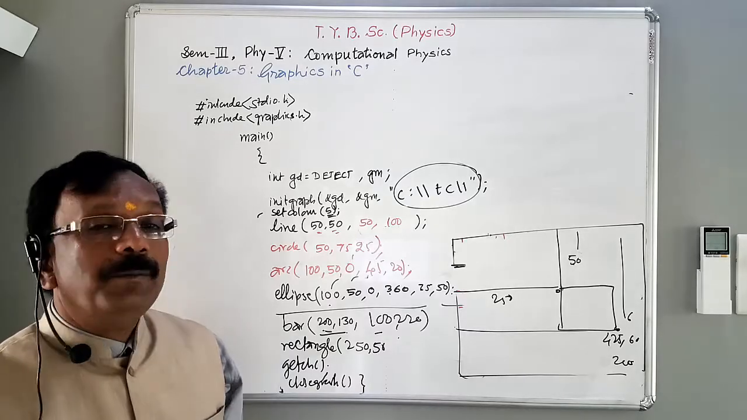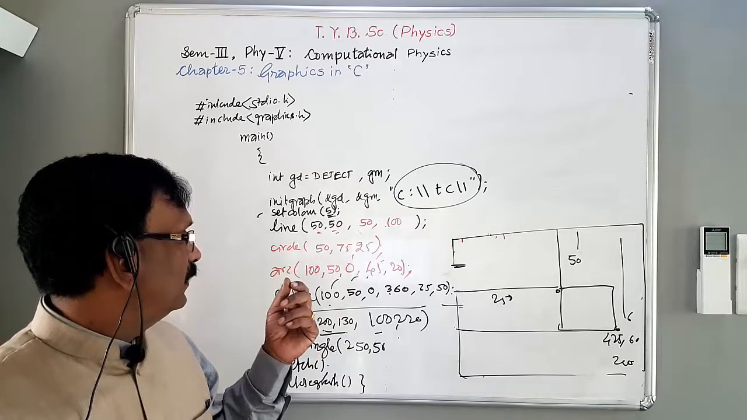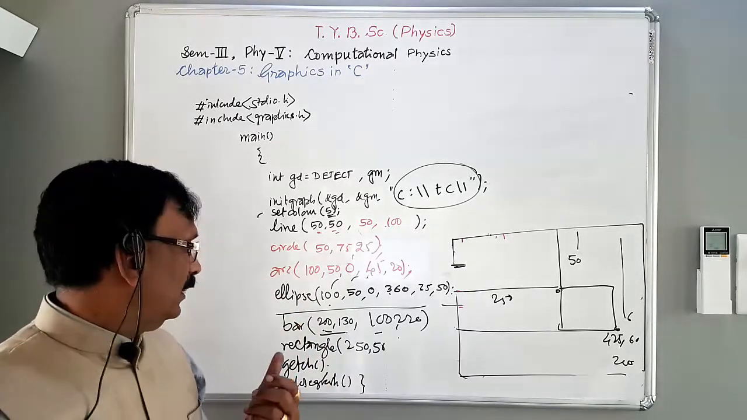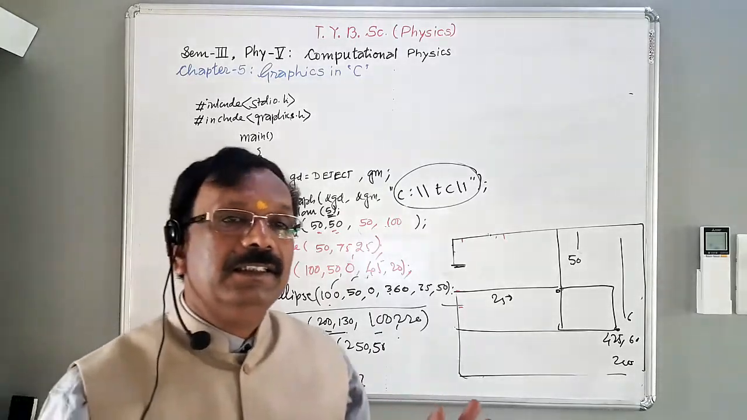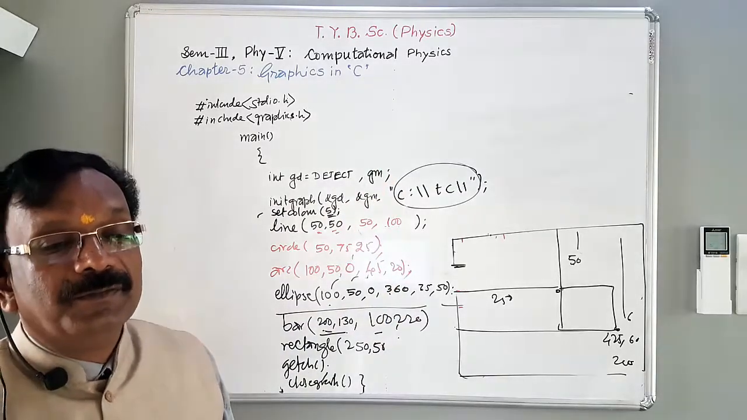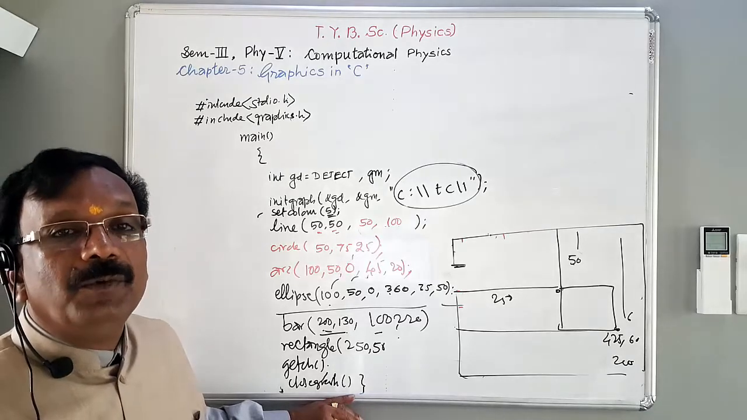Setcolor, that is magenta color. Circle, lines, arc, ellipse, bar and rectangle with magenta color will be seen on the computer screen when this program is executed. Okay, and lastly this is for exiting graphic mode.